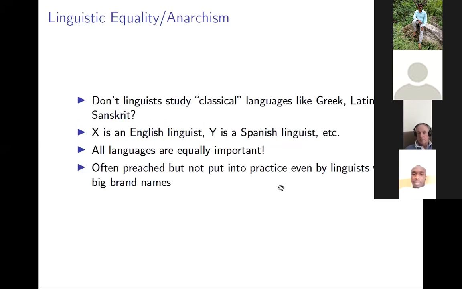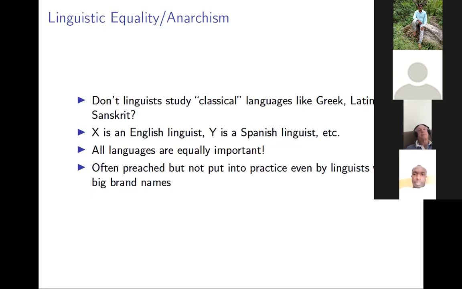Okay. So the second misconception about linguists is that they are interested in classical languages or the important languages, like Greek, Latin, Sanskrit, or even this idea that someone is an English linguist and someone is a Spanish linguist, etc. So that is again another misconception.